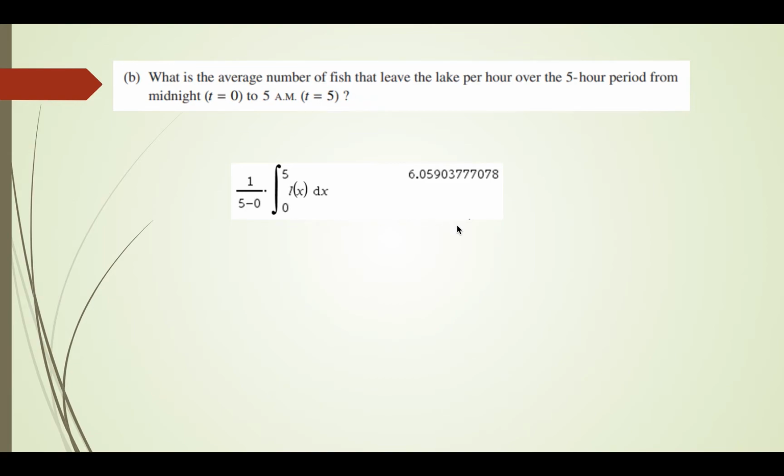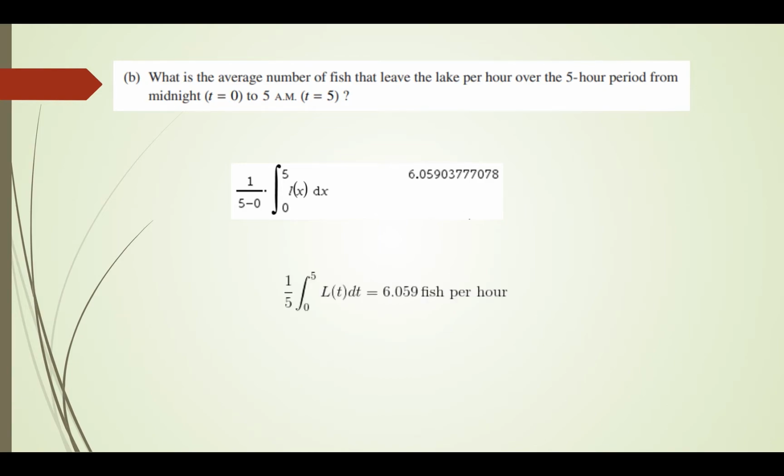And let's think a little bit about what this is telling us. If you were to just integrate L of t from 0 to 5, what that would tell you would be the number of fish that have left the lake from time equals 0 to time equals 5. And then what you're doing is dividing by 5 hours. So it's going to give you an answer in fish per hour. So what this number tells you is that from 0 to 5, on average, we had about 6.059 fish per hour leaving the lake from 0 to 5.